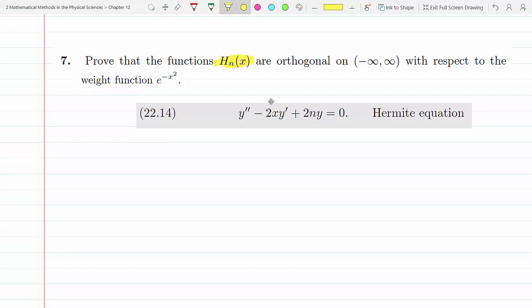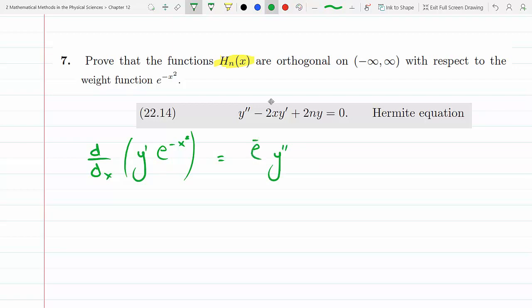Now notice that if I take the derivative d over dx of y prime times e to the minus x squared, what do I get? Let's differentiate it. This is the product rule, so this would be y double prime times the second as is, plus y prime times e to the minus x squared, and then by the chain rule, minus 2x.